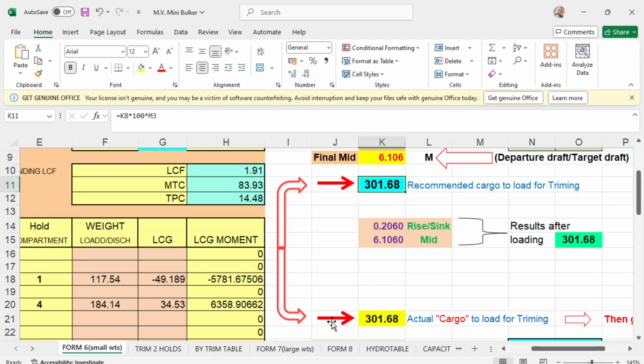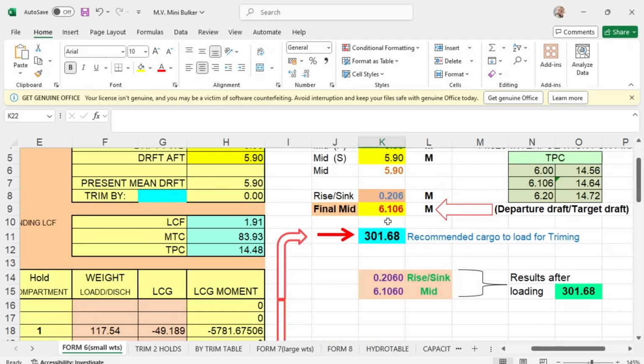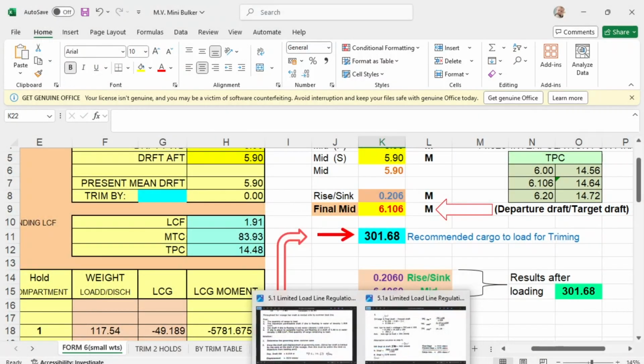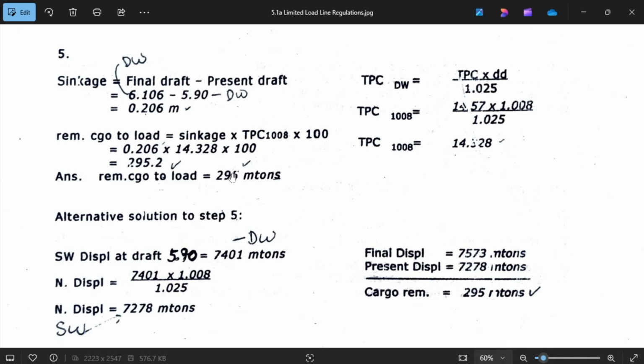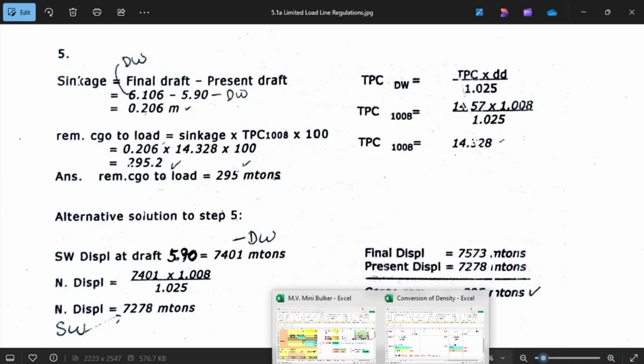Just follow the arrow here. Then you put 301.68. Once you put the figure, what will be the result? The mid drop will be 6.106, which is exactly the same as your final mid, and your sinkage is 0.206, which is the same as the sinkage here. So meaning I probably have the right figure here instead of this figure of 295. Okay, but we will go to that later.